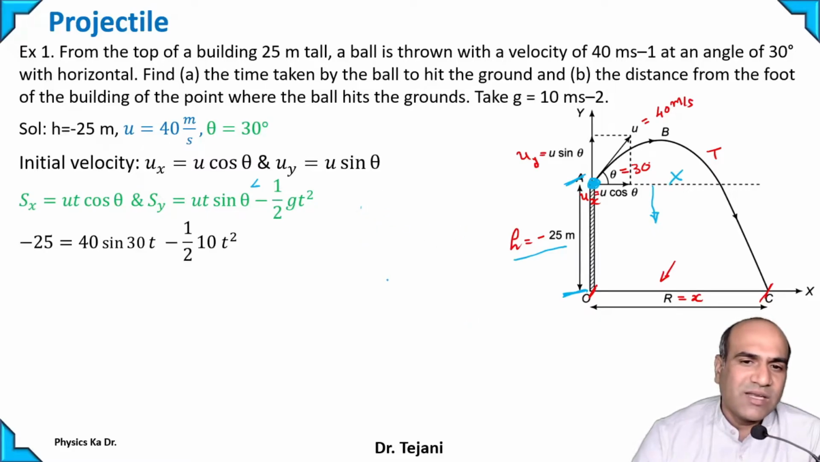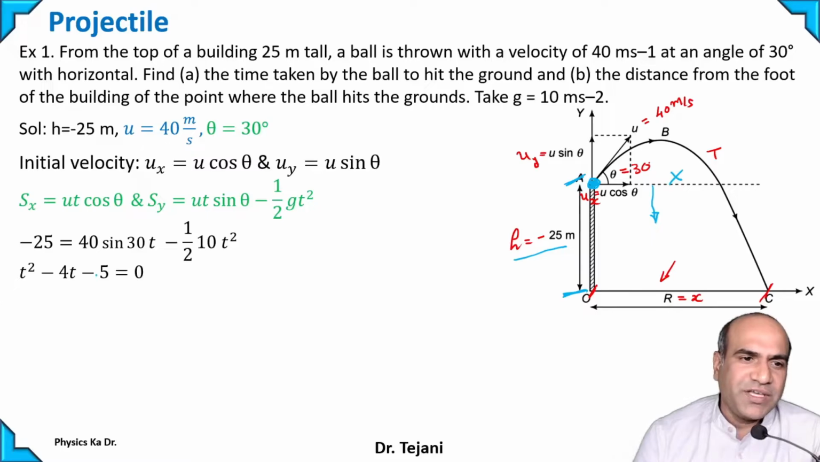But if it is just a single movement, that means the object is moving up only, at that time you can take height as positive, or all other values you can take as positive because direction is not changing. So your answer will be correct. So here Sy is equal to u sine theta, where theta is 30 degree, minus 1 half gt square. We have the equation here. We know the value of sine 30 and all this.